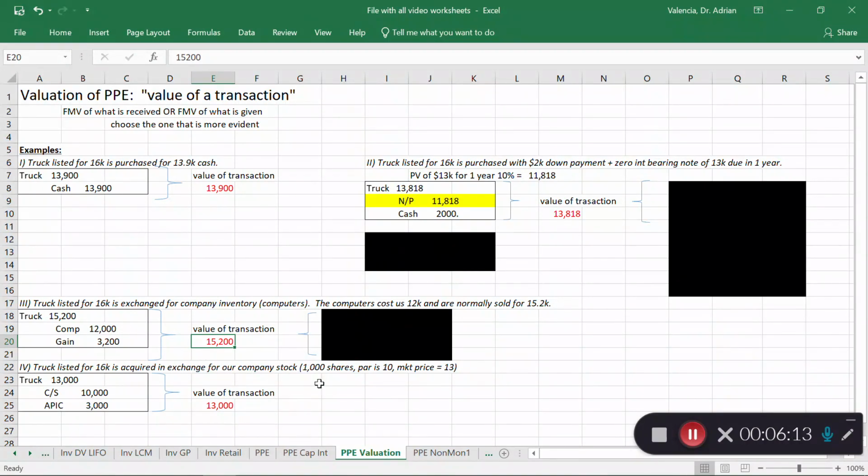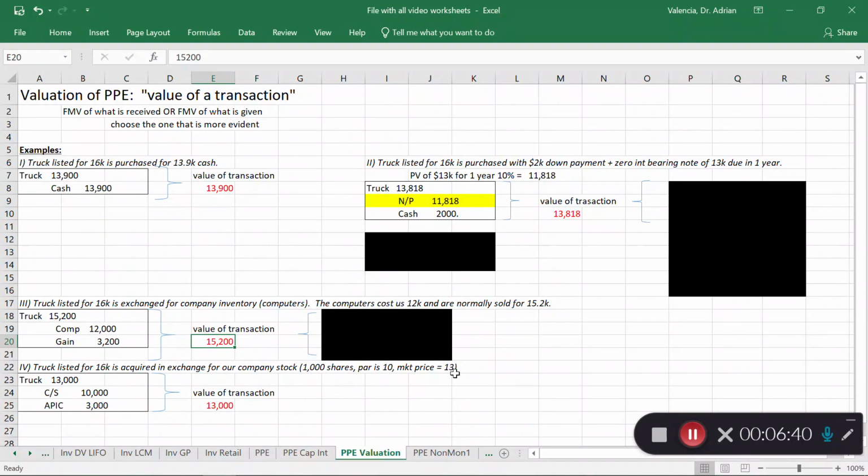So whoever the seller is of this truck has agreed to accept 1,000 shares of our stock. It has a par value of 10 and has a market price of 13. Now, very important, I'm going to tell you that the market price of 13 was determined on a stock exchange. So in other words, this company is publicly traded. So that value of 13 is quite reliable.